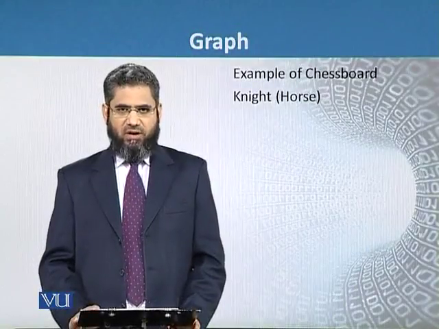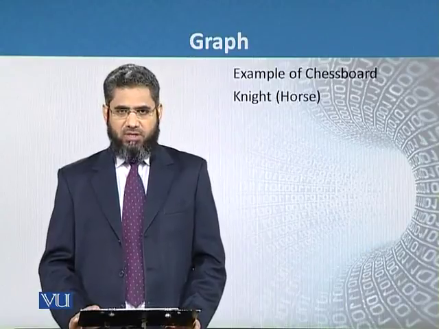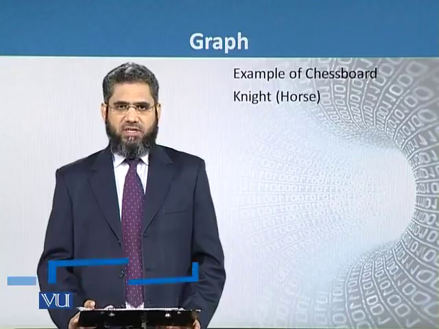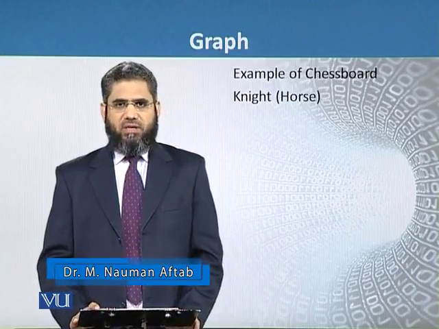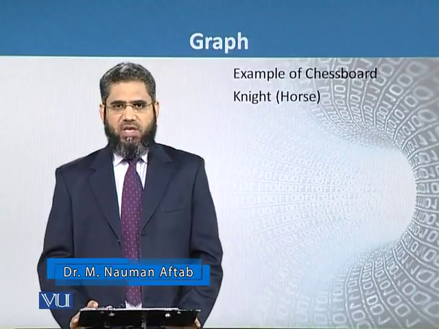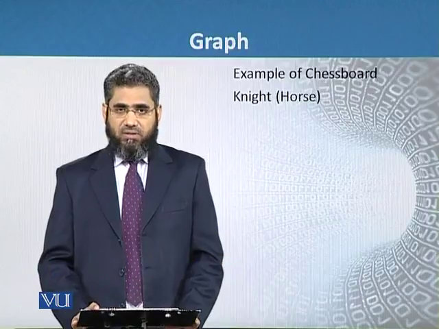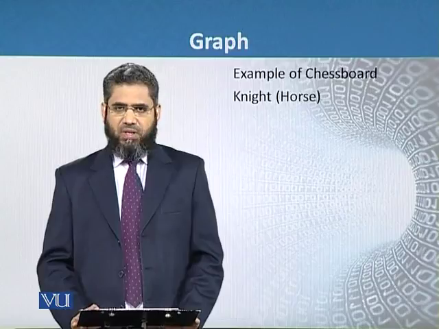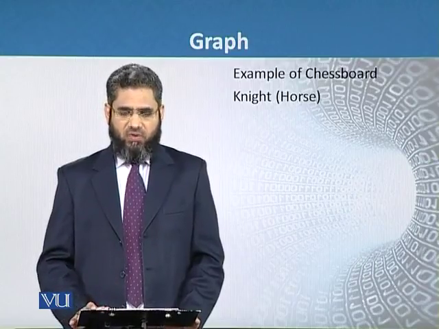In order to understand graph and the graph theory, we will consider the 3x3 chessboard. And in the chessboard, we will only consider the knight, meaning the horse. We know that the horse is a very unique character of this chess, and the movement of the horse on the chess is in the forward direction and then in the left or right direction.